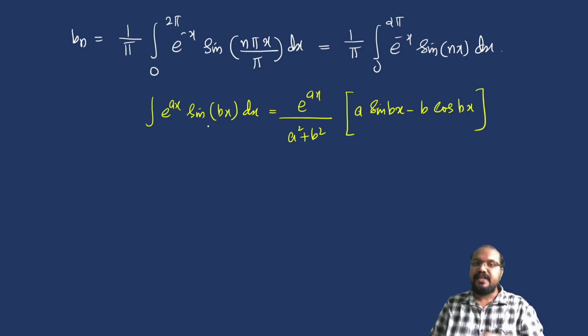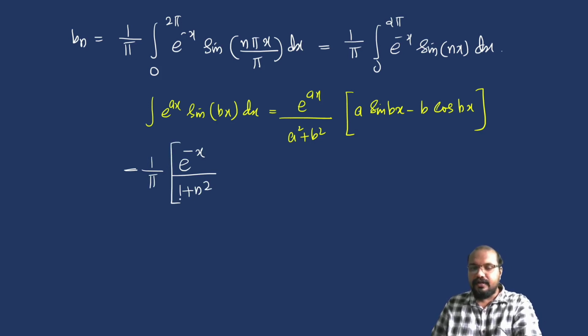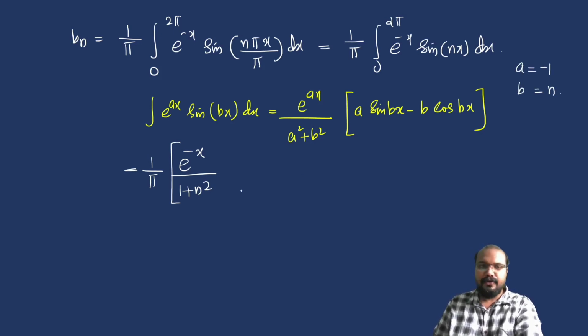E raised to ax into sine bx dx is equal to e raised to ax by a square plus b square into a into sine bx minus b into cos bx. We can apply this here. Therefore, bn is equal to 1 by pi e raised to minus x divided by 1 plus n square, isn't it? Because here a is minus 1 and b is n. Now we'll apply this also, minus sine nx minus n cos nx. Okay, this will be the formula.